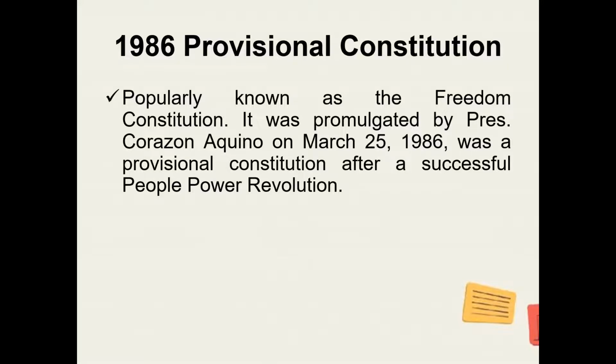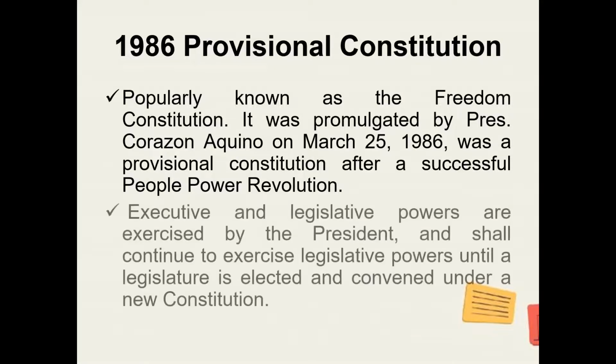So, it was promulgated by President Corazon Aquino on March 25, 1986. It was a provisional constitution after a successful people power revolution. So, when we say provisional, it is only temporary. Since we did not yet have a new constitution, we first made a temporary law. Okay? Executive and legislative powers are exercised by the president, who shall continue to exercise legislative powers until a legislature is elected and convened under a new constitution.